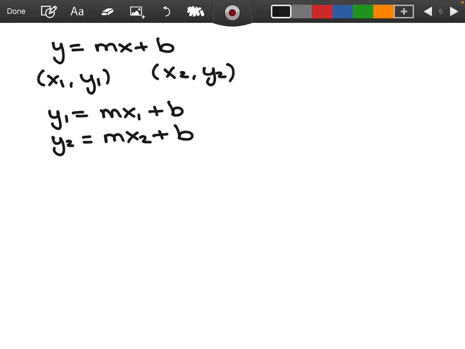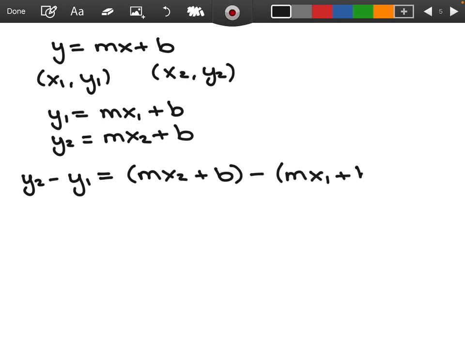So I know that that is the case because both those points satisfy that line. Okay. What I'm going to do, and this seems kind of a strange thing to do, but we're going to go with it. If I do y2 minus y1, what's another way of writing that? Well, I can do my y2 term, which was mx2 plus b, minus what I had for y1. Okay.